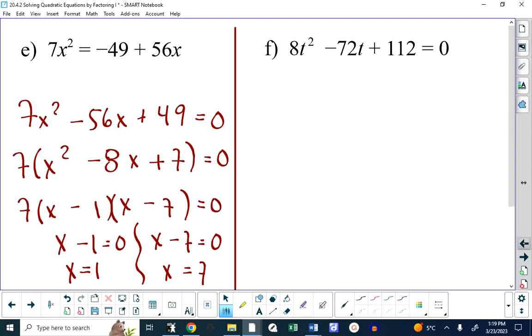Same thing here. If you can't factor 8 out because it doesn't divide without remainder into the other terms, then you don't know how to factor, you don't know how to solve that equation yet. But 8 does. We can factor out an 8 and have 8 multiplied by t squared minus 7t plus, I want to say 14. It's not 7, it's 9, isn't it? Minus 9t plus 14.